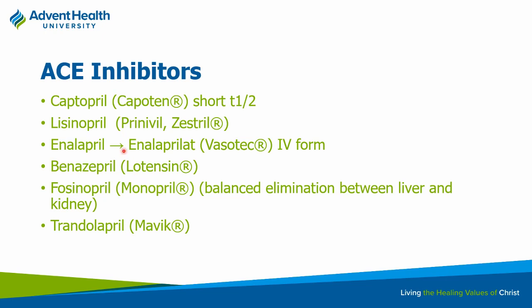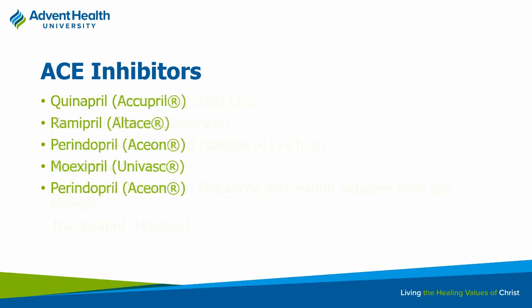What's actually interesting with enalapril, as I mentioned, it's a prodrug, but for the IV form we actually give the activated form already where it bypasses the liver, so we just give enalaprilat, and that's the actual IV form. So if you ever see Vasotec, that's what that is. Quinapril, ramipril, perindopril, moexapril, and perindopril. Actually, I put that one twice. I don't know why, but probably because there's so many of them I didn't even realize I put that one on there already. Go ahead.